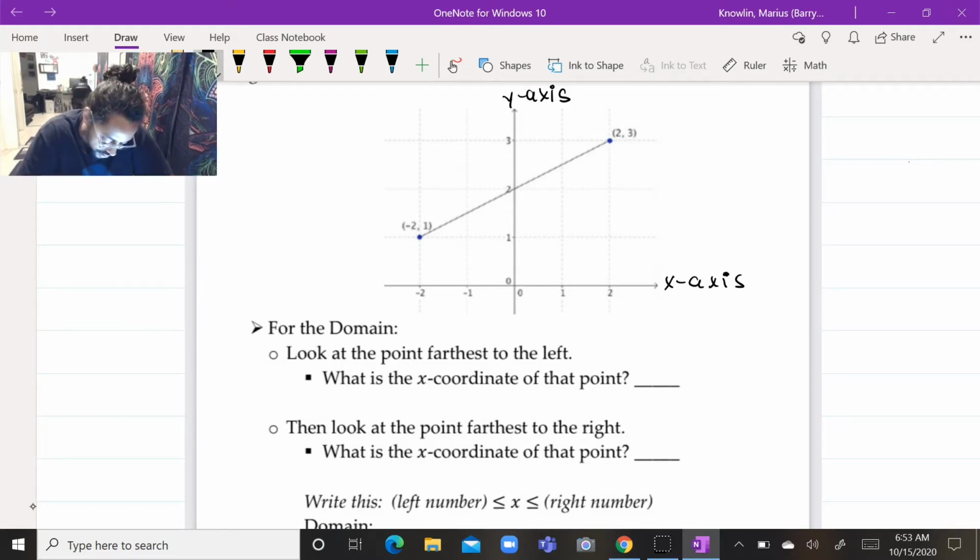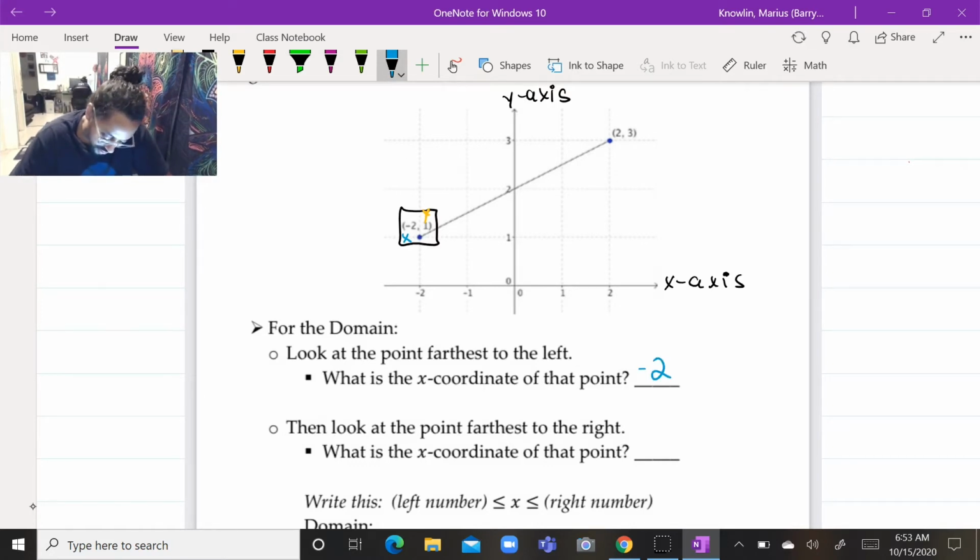All right, it says look for the domain. Well, for the domain, look at the point furthest to the left. What is the x coordinate of that point? So the point all the way to the left would be the -2. No, x is the first value and y is the second value. So the point furthest to the left and the x coordinate of that point is -2.